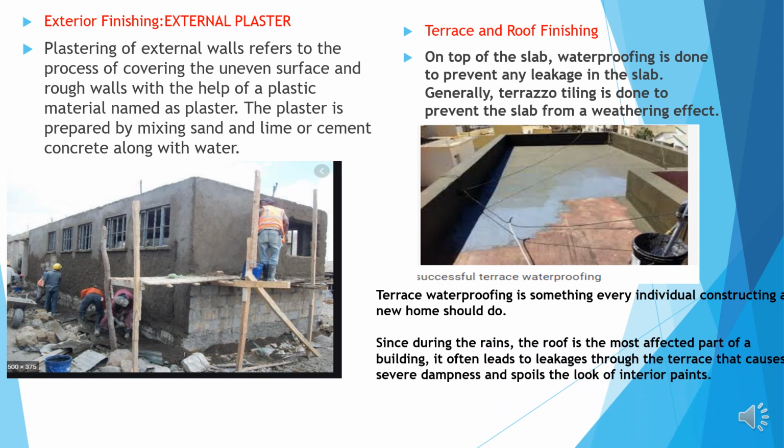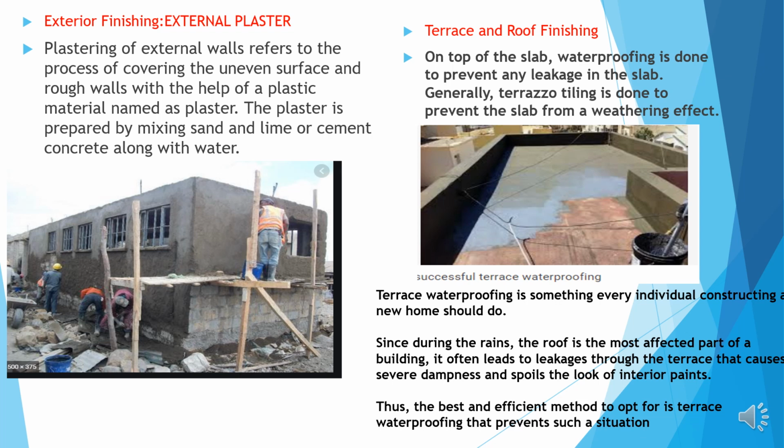Since during the rains, the roof is the most affected part of a building, it often leads to leakages through the terraces that causes severe dampness and spoils the interior looks. Thus, the best and efficient method is to opt for terrace waterproofing that prevents such a situation.